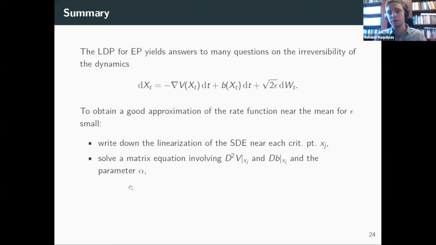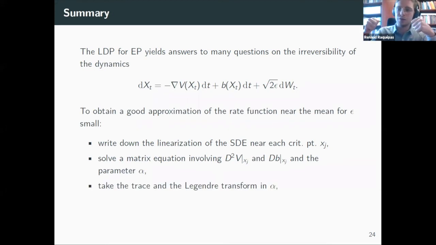There's a canonical way of writing an equation, which is essentially the consequence of making a Gaussian ansatz in what I was talking about. Then you take the trace of that solution to the equation, you take the Legendre transform, and that gives you a very good approximation of the rate function when epsilon is very small. You have to, because there are many, you have to take the convex envelope.